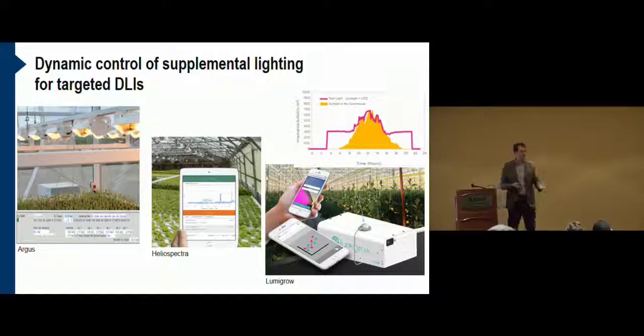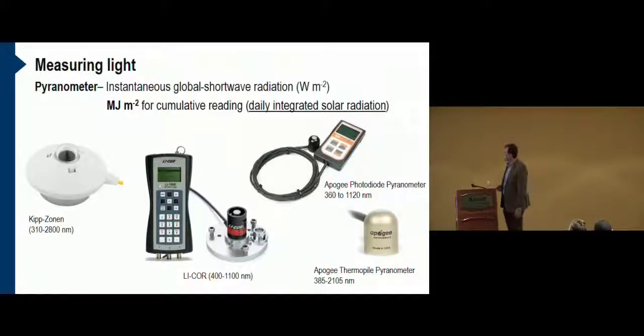You can do this also in terms of different time periods, days, or for a seasonal adjustment of daily light integral. So there are systems like this, both for greenhouses or for those using LED lighting, supplemental lighting, and other types of controlled environment agriculture systems.